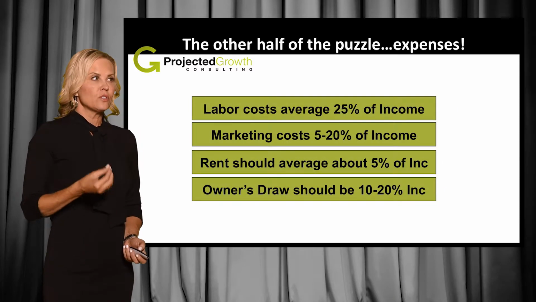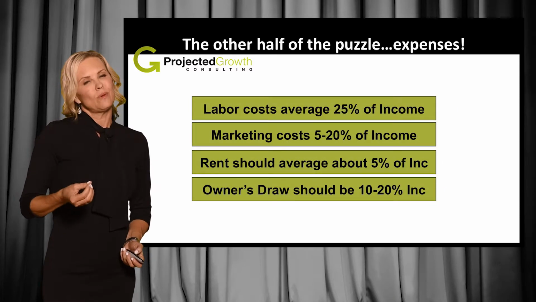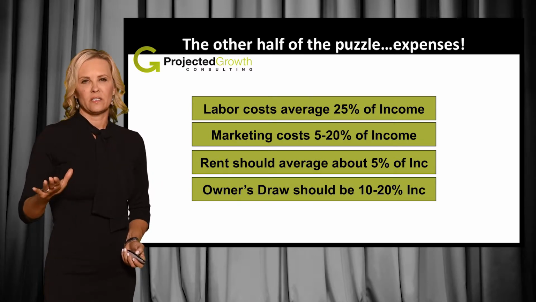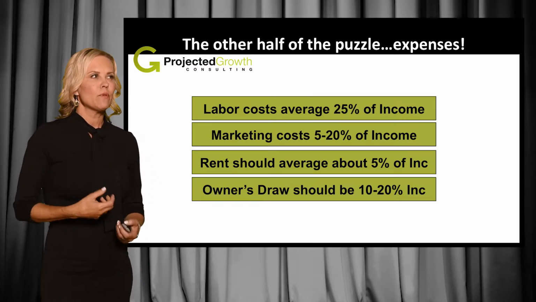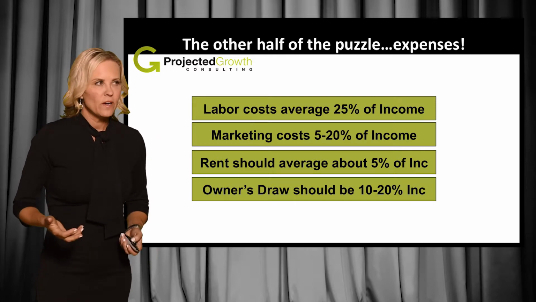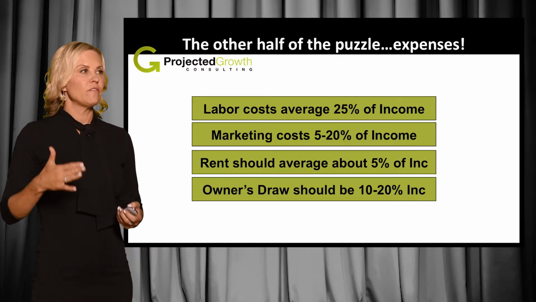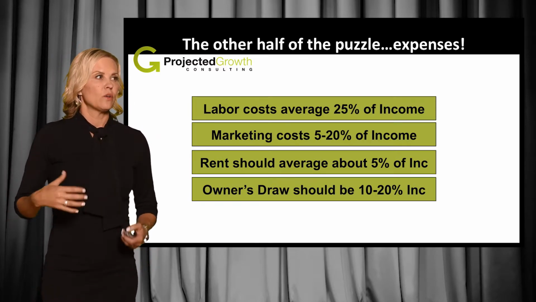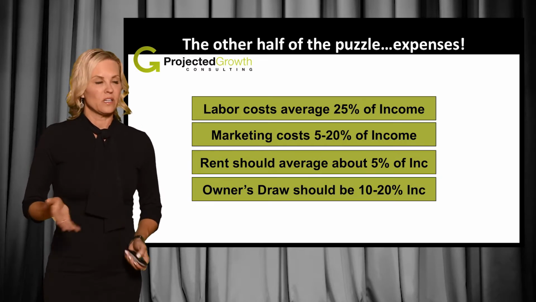With expenses, you'll see that there are averages that really do apply to almost any size practice. So labor costs tend to be around 25%. Marketing costs between 5 and 20%. The rent should be 5% or less. A lot of times it's higher.